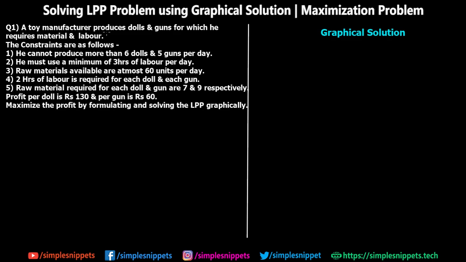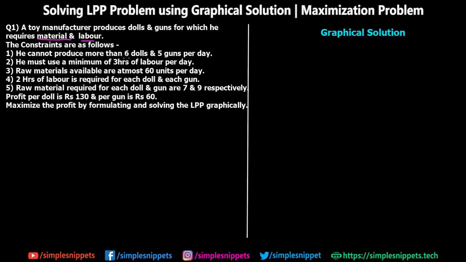A toy manufacturer produces dolls and guns for which he requires material and labor. So we have a toy manufacturer and he is producing dolls and guns, and for that he requires two raw materials, that is the actual material and the labor. Now there are certain constraints which are directly given over here. So there are 5 constraints. So let me just read out the constraints quickly.